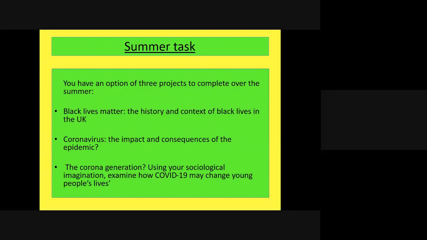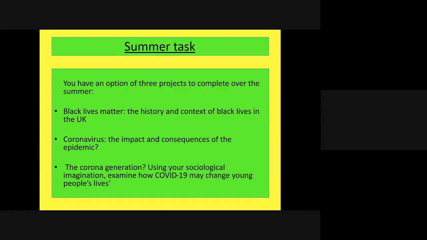Okay, so obviously in the current climate, there's a huge amount going on related to the Black Lives Matter movement. And with the sheet that accompanies, there's a bit more guidance on the kind of things that you might look at. But it's basically taking an investigation into the history and the experiences of Black lives in the UK. So you may be looking at particular patterns and trends of inequality. You may be looking at what the context is of why inequality actually exists in the first place. You may look at some of the things that have been done to try and promote racial equality already and whether that's been successful or not.